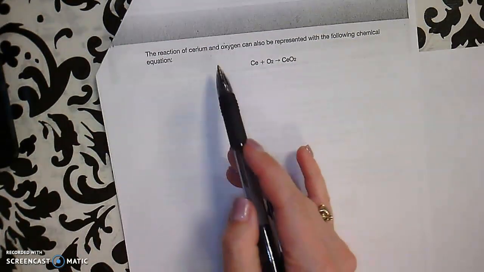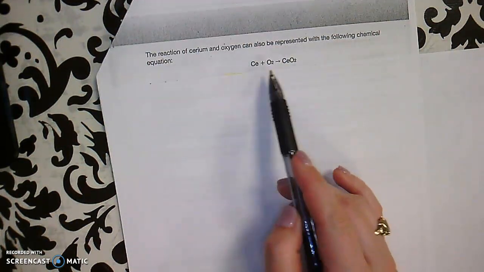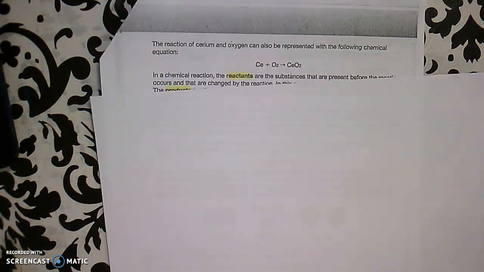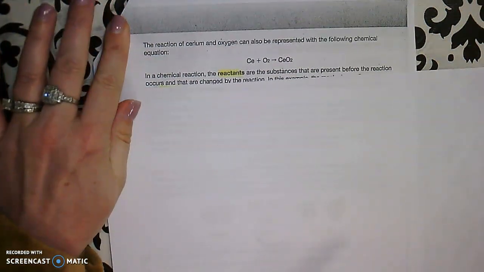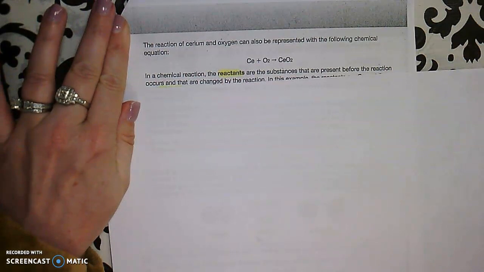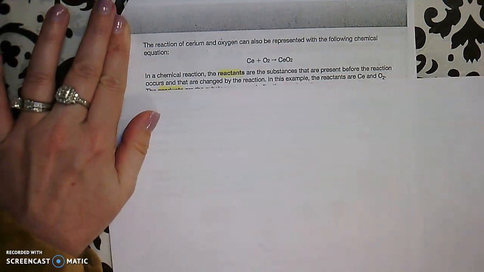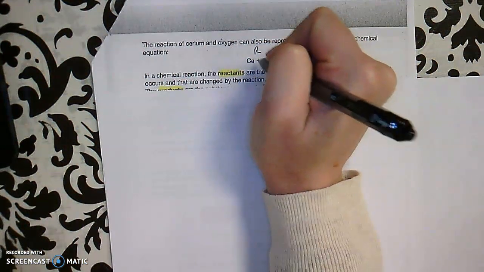So the reaction of cerium and oxygen can also be represented with the following chemical reaction. Ce plus O2 equals CeO2. That's cerium oxide. In a chemical reaction, the reactants are the substances that are present before the reaction occurs and are changed by the reaction. In this example, the reactants are Ce and O2. So let's label that. Right here are the reactants, this side.